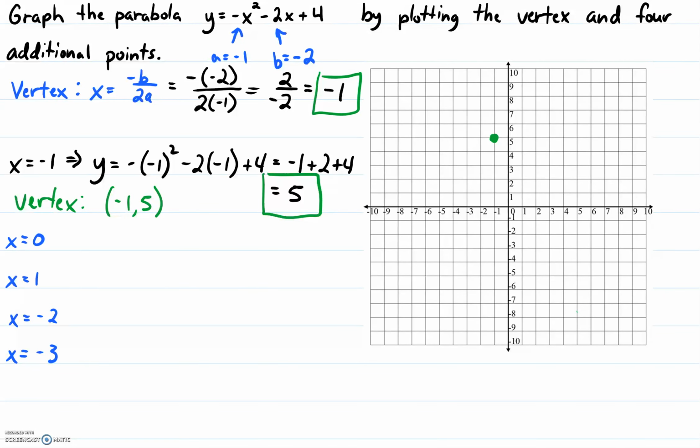So again, the idea is take the x value of the vertex and go 1 unit to the left and then another unit to the left. That's going to be the 2 points to the left. And then go back to your vertex and do 1 to the right and then another to the right.